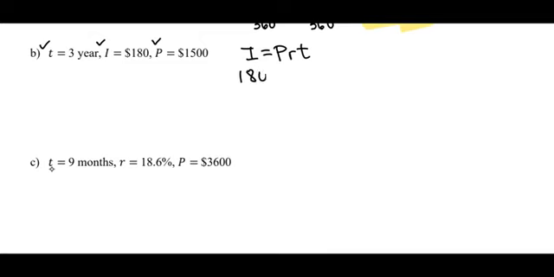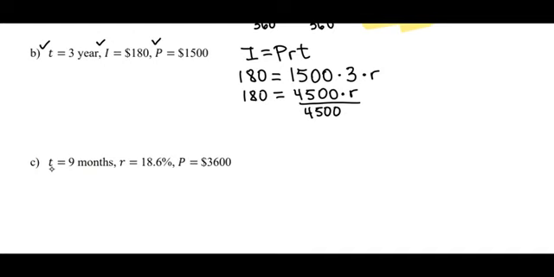So we have 180 equals 1500 times 3 times R. Right, so we have 180 equals 4500 times R. So we're going to divide everything by 4500. So R is 0.04.